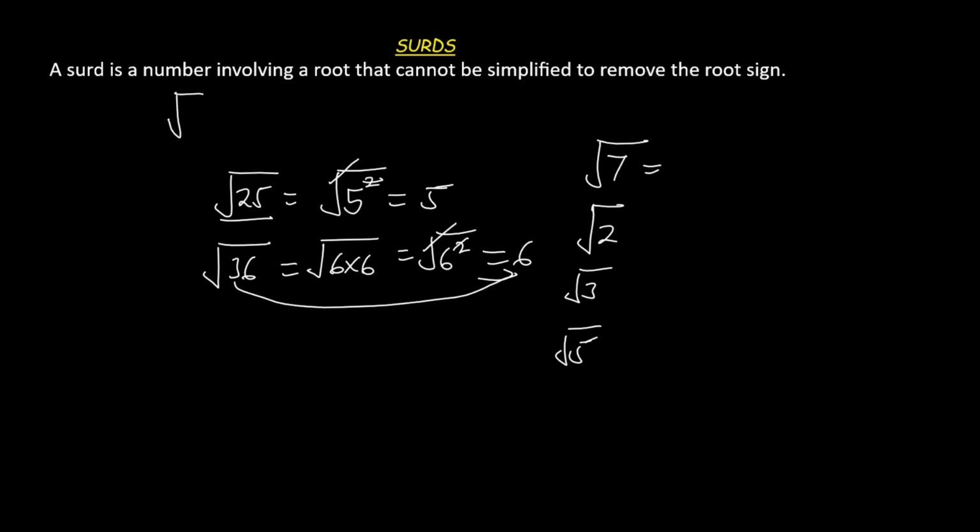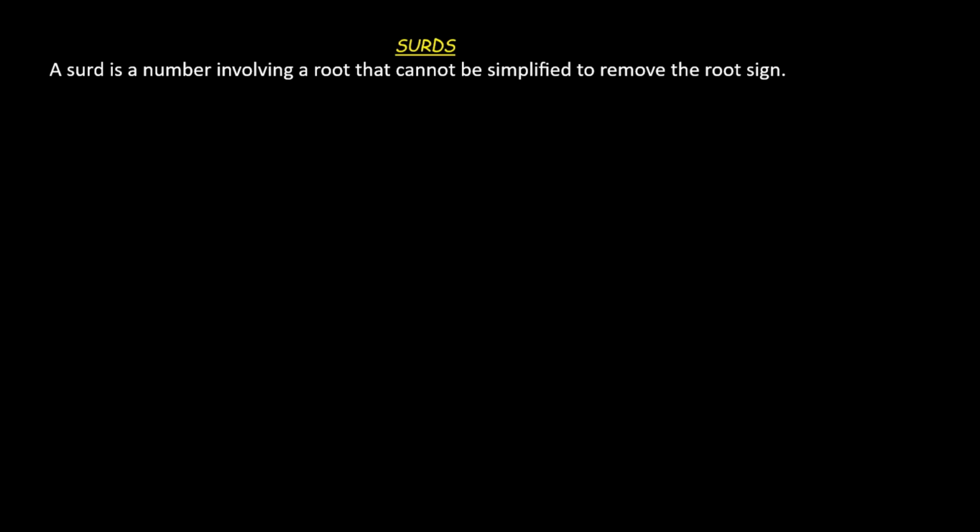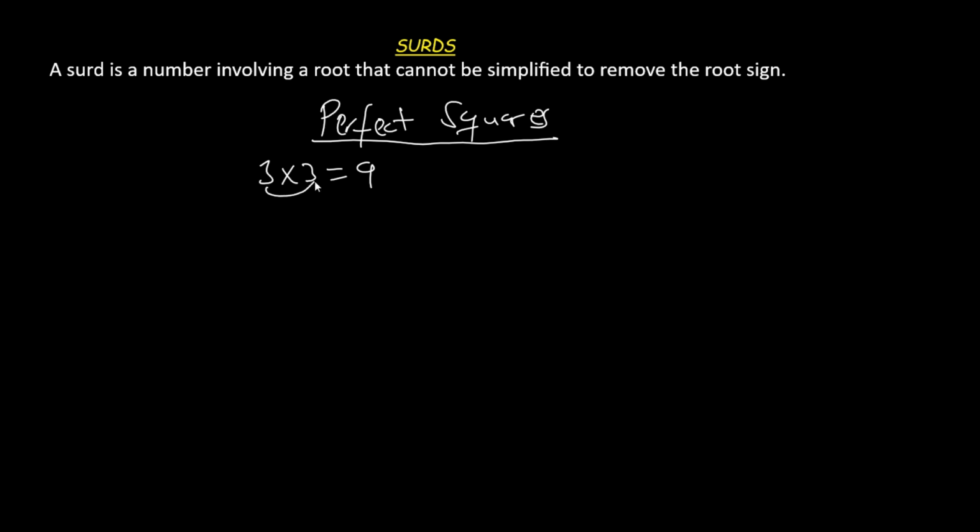Now before we even continue, let's consider perfect squares. What is a perfect square? A perfect square is any number that can be multiplied by itself. 3 times 3 is 9. As you can see, I multiply the same number, which is 3, to get 9. Therefore 9 is a perfect square.